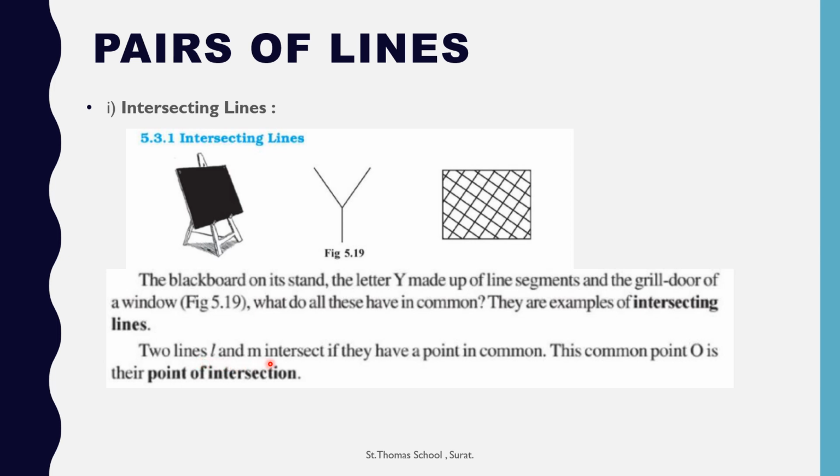Two lines L and M intersect if they have a point in common. This common point O is their point of intersection. So when two lines intersect at a common point, this common point is known as the point of intersection. You can underline in the textbook. Here you can see that line L and line M both intersect at a point O. So here O is the common point and this common point is known as the point of intersection. So underline here.